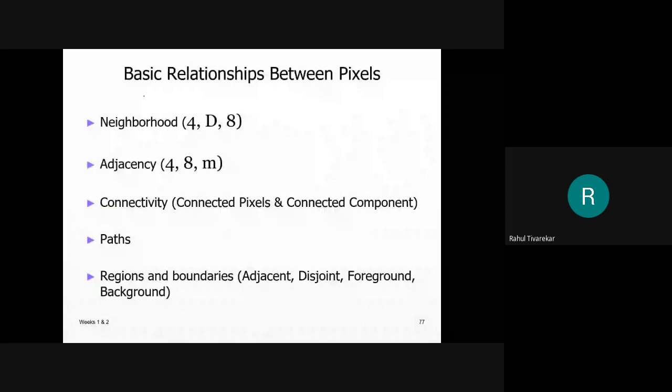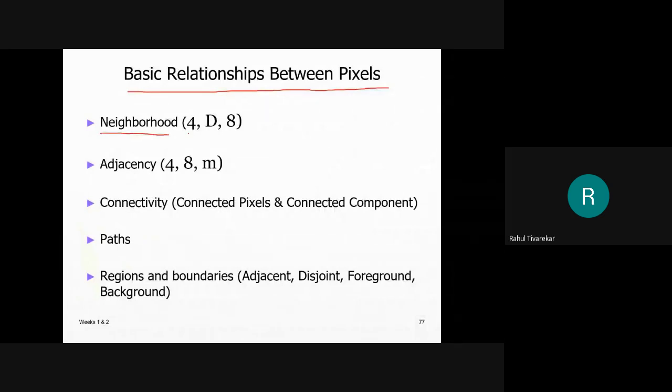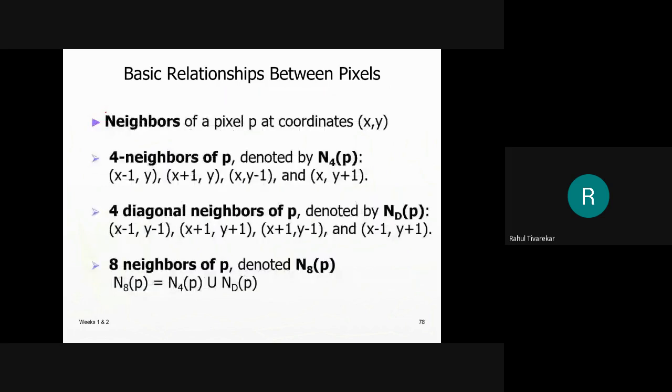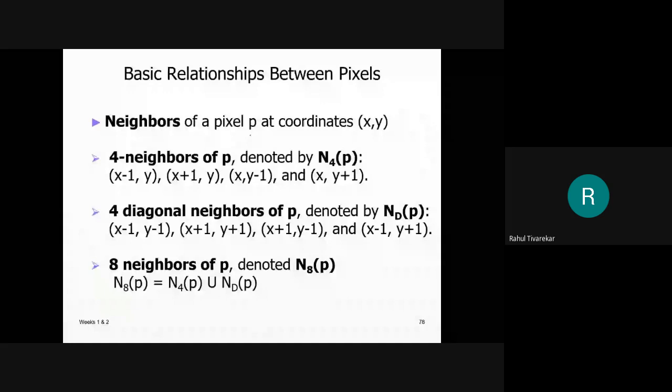So neighborhood operations. Basically, we will see the relationship between pixels, and under that we will have neighborhood, that is 4 neighbor, d neighbor, and 8 neighbor. We will see adjacency, that is 4 adjacency, 8 adjacency, m adjacency. We will see connectivity between pixels and components. We will see paths, and we will see regions and boundaries. So we will talk about them one by one. We will see neighborhood first: the neighbors of a pixel p at coordinate x comma y. What is this basically, we will see now.